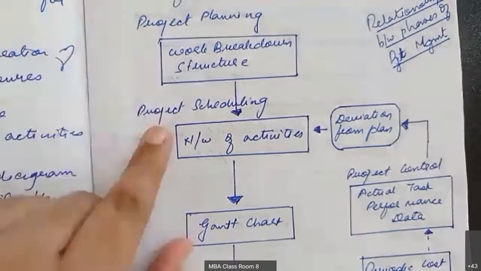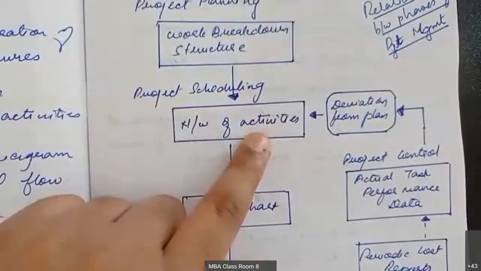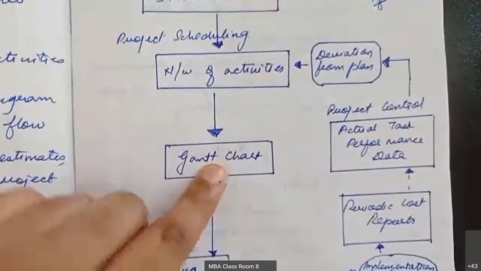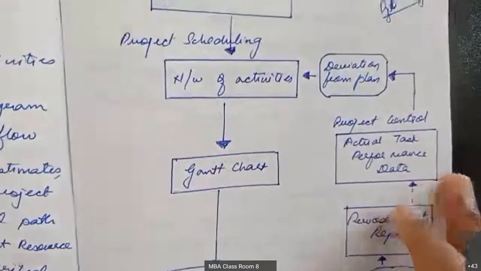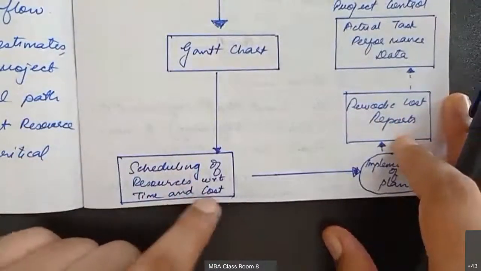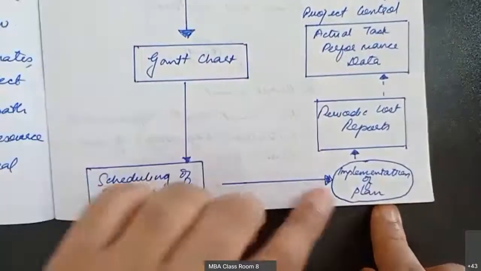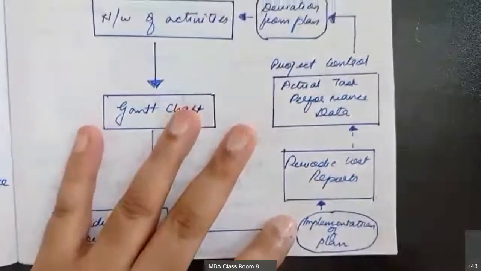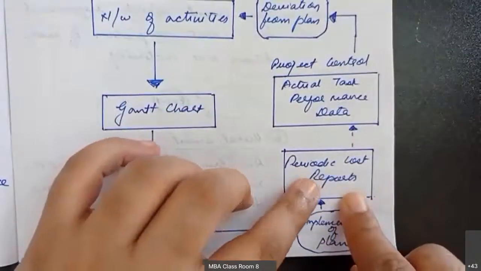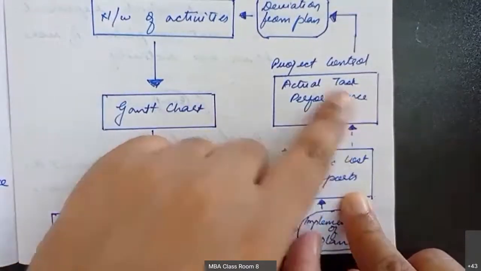Second phase is project scheduling. There we draw the network of activities. The network diagram is drawn there. Then we form the Gantt chart, which is again for resource allocation. Then we go for scheduling of resources with respect to cost and time. Then we go for the implementation of the plan, which goes into the third phase. Then periodic cost reports are generated. Actual task performance data is generated in the project control.